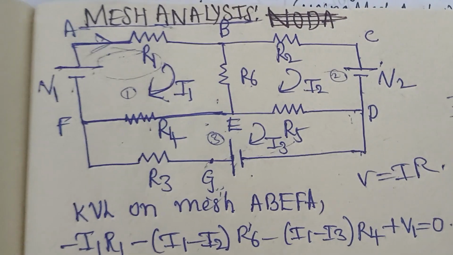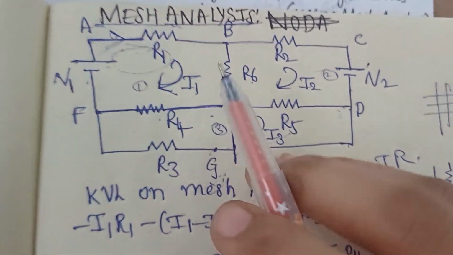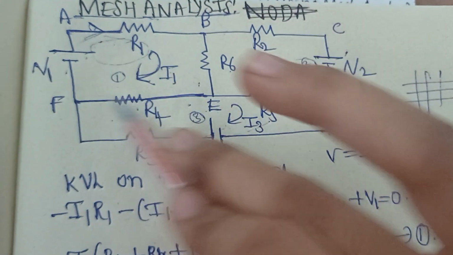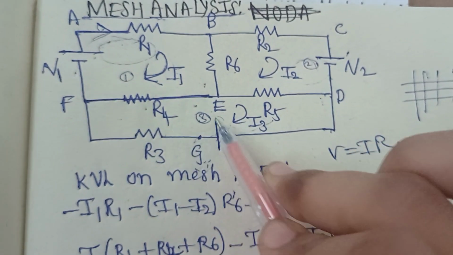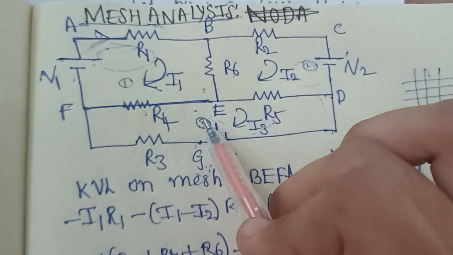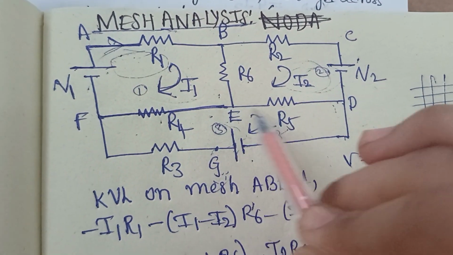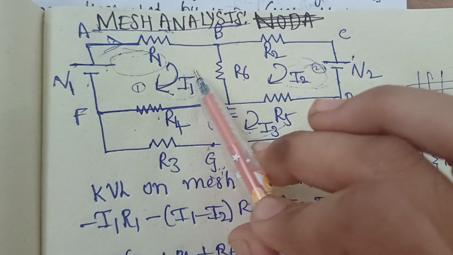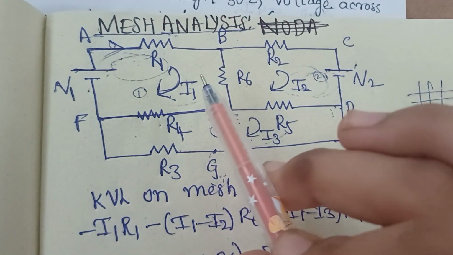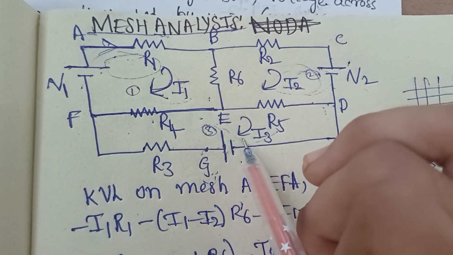See, this is how a mesh looks. In a similar way, if you observe this diagram, here you have three meshes, right? Let us suppose this to be mesh 1, this to be mesh 2, and this to be mesh 3. In order to solve a problem using mesh analysis, you have to consider an individual current in each of these meshes. So let us suppose the current in mesh 1 as I1, in mesh 2 as I2, and in mesh 3 as I3.